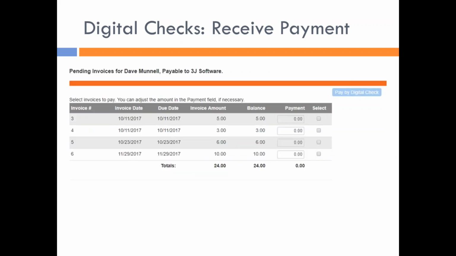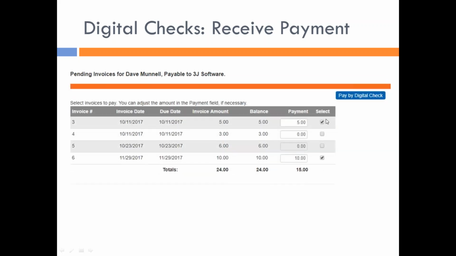Once they click on the link, it'll bring them into a screen. From this screen, they'll see all of the outstanding invoices that could be paid. They select which ones they want to pay, and then they just click Pay by Digital Check. From there on out, all the transactions, all the journal entries, everything's done automatically for you. So it really saves a lot of time that way. And as I mentioned before, when it's easier for people to pay, they pay more timely.